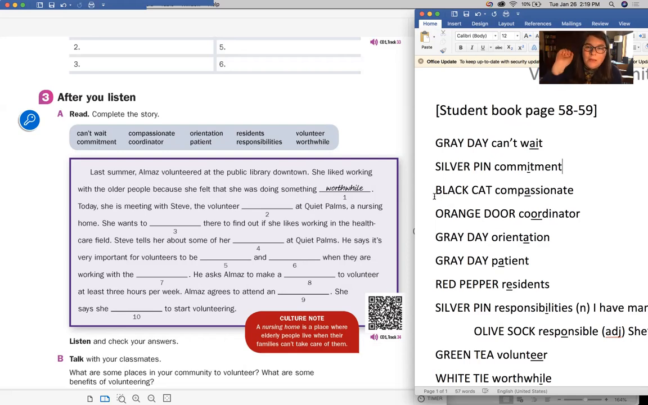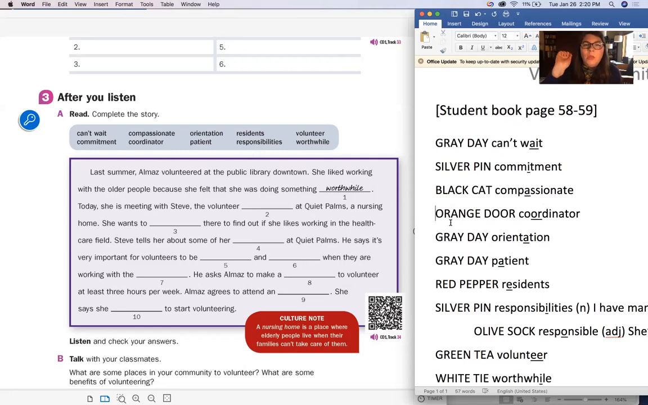Black cat, compassionate, compassionate. This SI is like SH, shh, compassionate. Notice I'm smiling. For all black cat words, you need to smile to make the right sound. Compassionate, compassionate. Compassionate means kind, kind and understanding. Nice. Okay, over here. This is an interesting word.